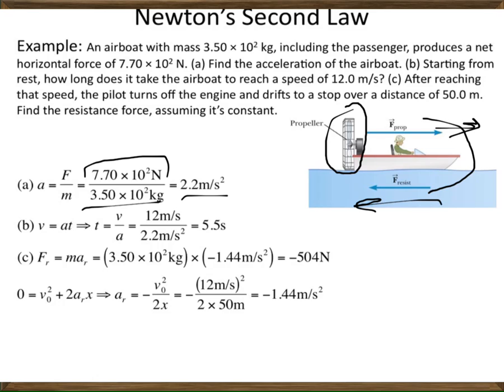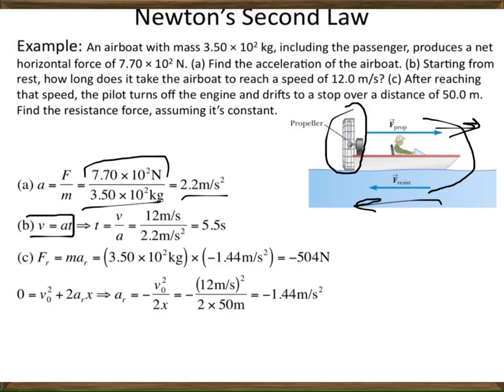The second part of the problem says, starting from rest, how long does it take the boat to reach a speed of 12 meters per second? Obviously, since you have a constant acceleration, you will use this velocity expression. V is always equal to A times T. And the question is, the velocity is given. The final velocity of the boat is given as 12 meters per second.